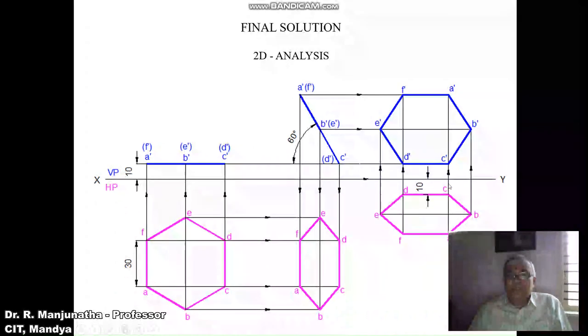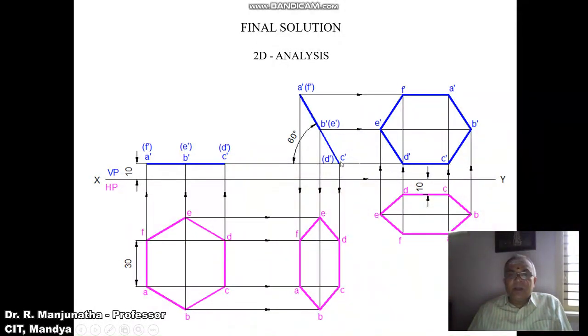Similarly, draw a vertical projector from C and D, and draw a horizontal projector from C dash and D dash. Both these two points will intersect at C dash and D dash, and then join A dash to B dash, B dash to C dash, C dash to D dash, D dash to E dash, E dash to F dash, and F dash to A dash, so that you will get the final sketch and show the dimensions as shown.